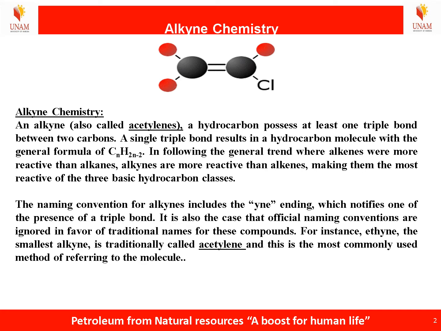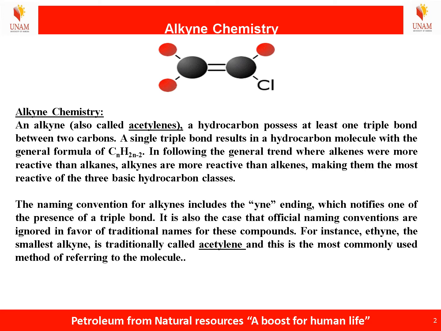Now alkyne chemistry we will see. These are also known as acetylene molecules, and these hydrocarbons possess one triple bond between two carbons. So a single triple bond results in a hydrocarbon molecule with general formula CnH2n-2. So this is the general trend where alkenes are more reactive than alkanes, and alkynes are more reactive than alkenes, making them the most reactive of the three basic hydrocarbon classes.